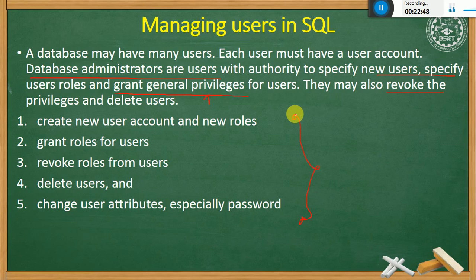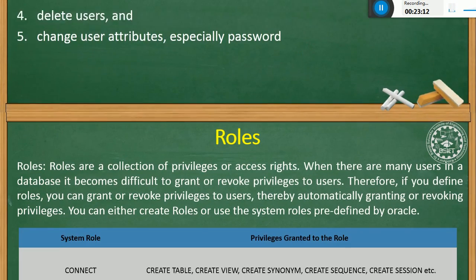Basically, there are 5 types of activities that can be done by the database administrator. It can create a user account or role. Second, the DBA can grant the role to the users. The DBA can revoke the role from the user. The DBA can delete a user. The DBA can change the attributes and password of a specific user.